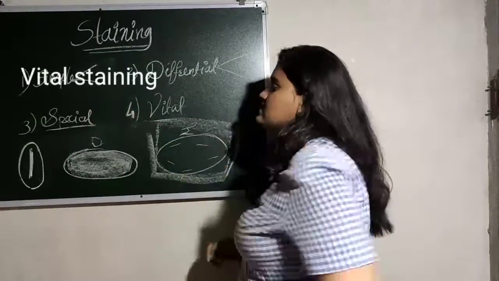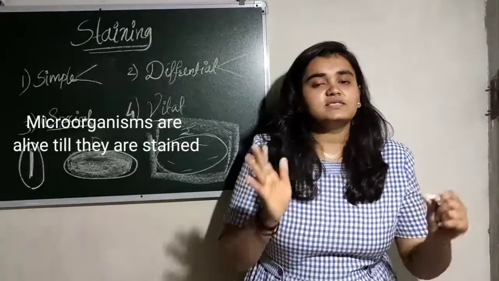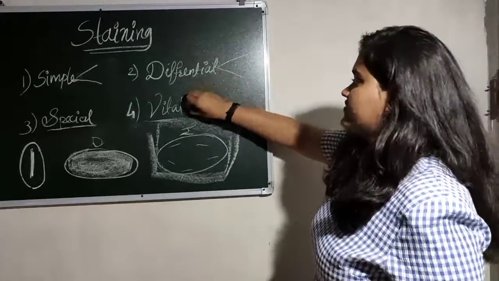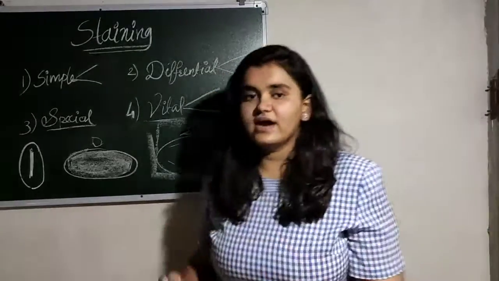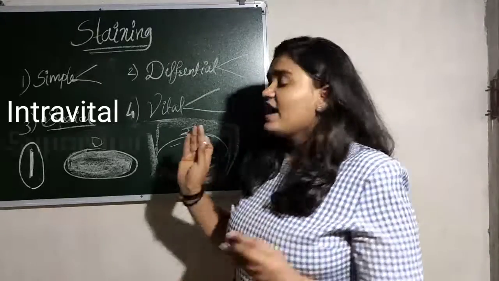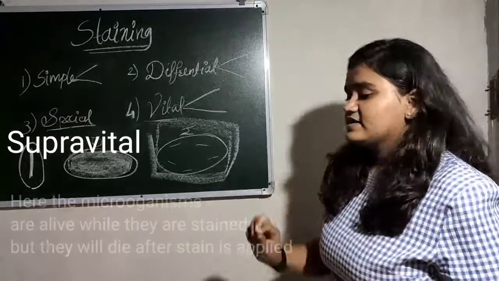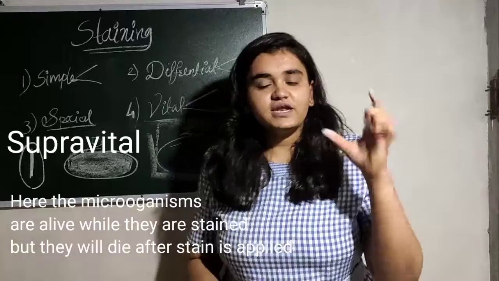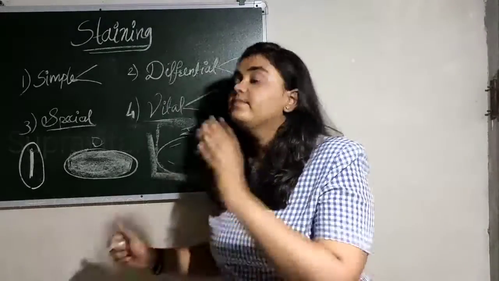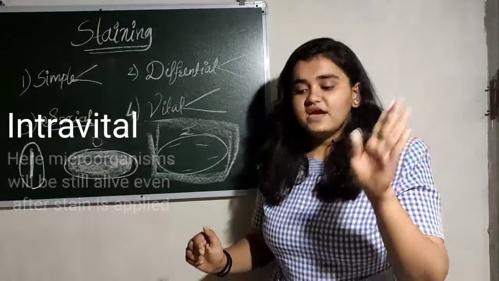Last one is vital staining. Vital staining is where microorganisms are alive until they are stained. They basically have two different types: one is known as intravital staining and the second one is known as supravital staining. In supravital staining, while the microorganisms are being stained they are alive, but after staining they will die. And in intravital staining, they will still be alive even after staining.